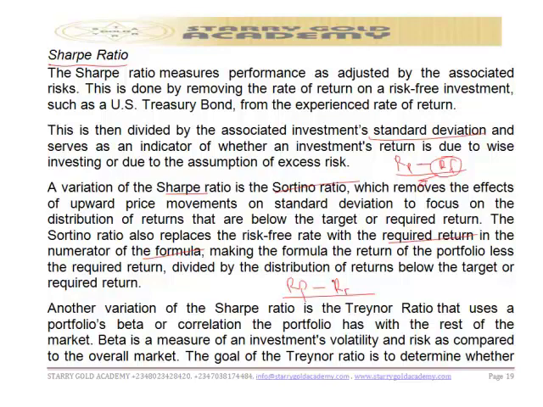Let me come again. I said Sortino tries to replace the risk-free rate with the required rate of return. Understand? So this is the required rate of return, and this is the risk-free rate. This one now replaces the risk-free rate with the required rate of return and puts portfolio return minus required rate of return, all divided by the distribution of returns below the target or required rate of return.